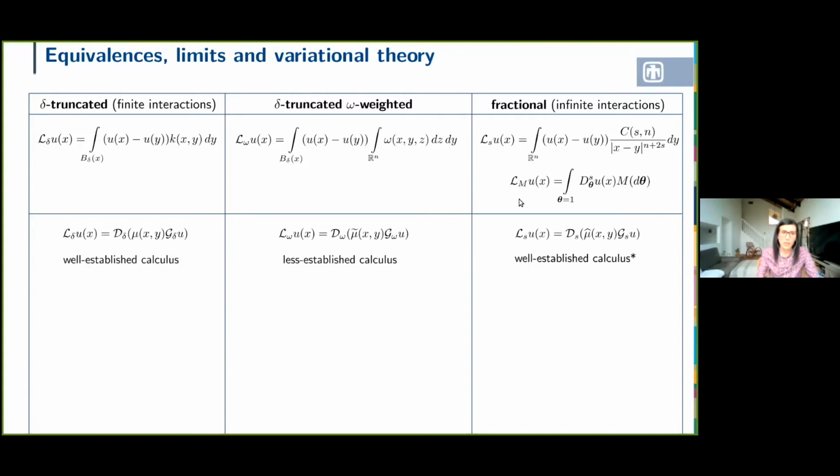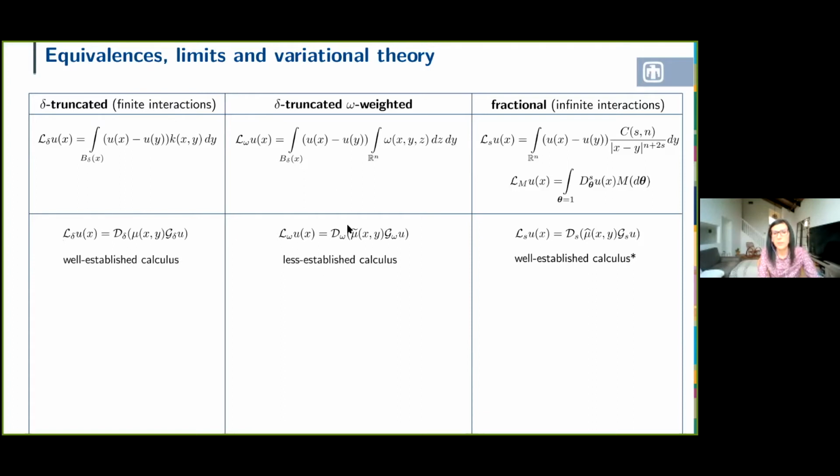So what we have is that for this first class of operators, there is, I would say, a very well-established non-local calculus. This operator can be expressed as the composition of a non-local divergence and a non-local gradient. And there is a whole variational theory, what was introduced as the non-local vector calculus for this type of operators. For the weighted operators, the calculus is less established in the sense that there are some results, but they're not as complete and as established as the ones for the first class of operators.